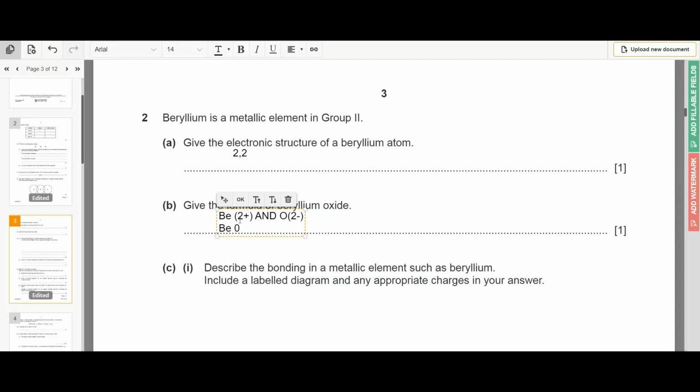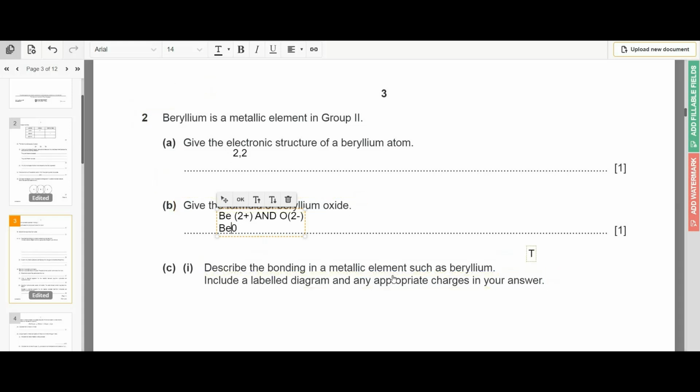Leave some space. Now, how will we determine the charges? What will be the numbers present here? Actually, there will be no numbers here. Why? Because they have the same charges with opposite signs, 2 plus and 2 minus, and we already know that opposite charges cancel out. So we get the simple formula BeO, beryllium oxide. This is the formula for beryllium oxide, BeO. So we are done with part B of the question.